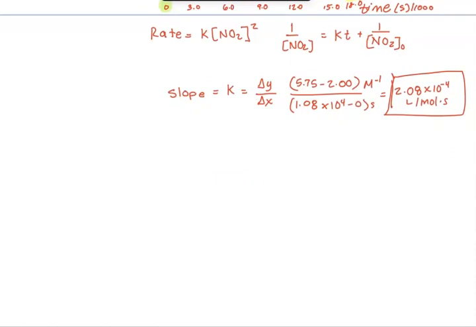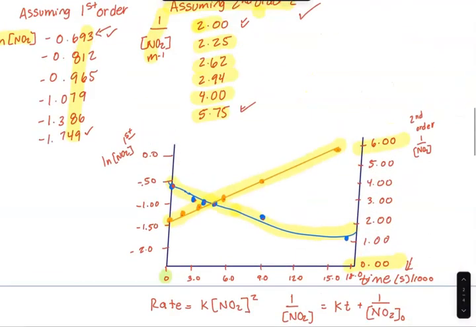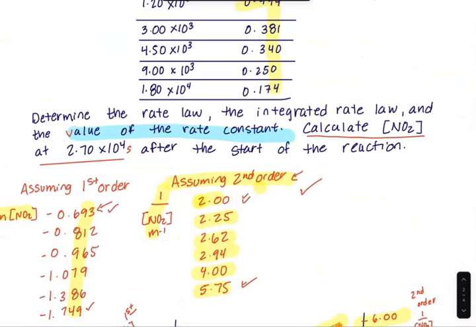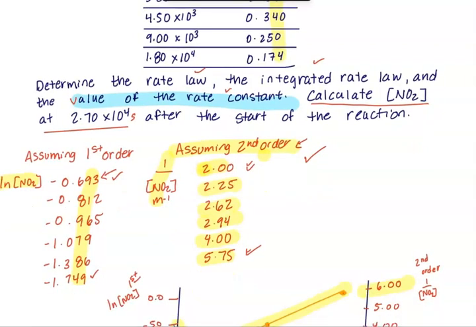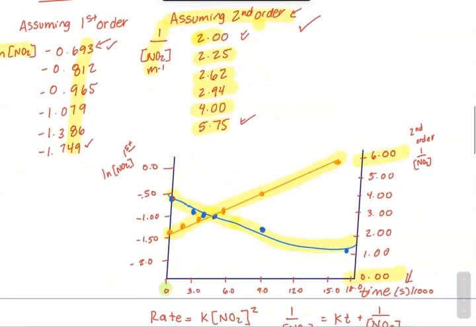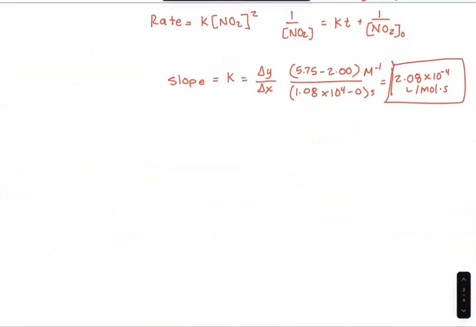Now we have to determine NO2. For the second part of the problem, they're telling us we solved the value of the rate constant, which is going to be our K. Now what they want us to do is to calculate the concentration of NO2 at 2.7 times 10 to the 4th seconds after the start of the reaction. So what we'll do is take 2.7 times 10 to the 4th, and this is going to be in seconds.